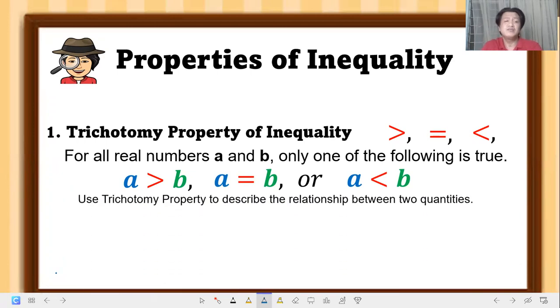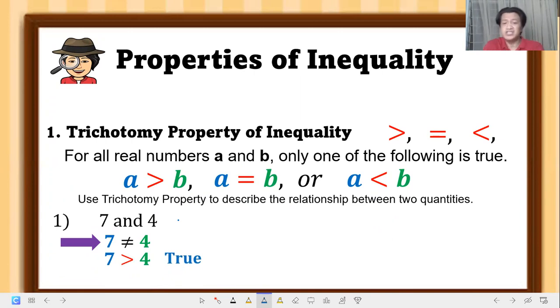Okay, let's have this one. Use trichotomy property to describe the relationship between two quantities. Okay, example natin, 7 and 4. How are we going to describe the relationship? Kapag kinompare natin dyan, we all know that 7 is not equal to 4. Therefore, use the symbol to represent the inequality. Kaya ibig sabihin yan, 7 is greater than 4. So true yung statement natin.